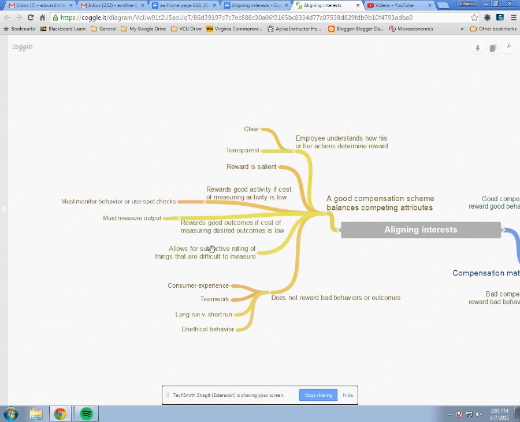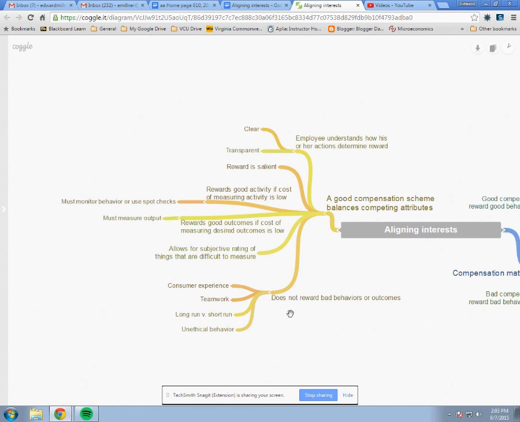Most good schemes also allow for some subjective rating of things that are difficult to measure. You don't want to do this too much because otherwise you create an incentive for the employee simply to curry favor with the supervisor or the person who's doing the subjective rating. But you've got to recognize that some things are difficult to measure, and you may want to leave room for that in the process.